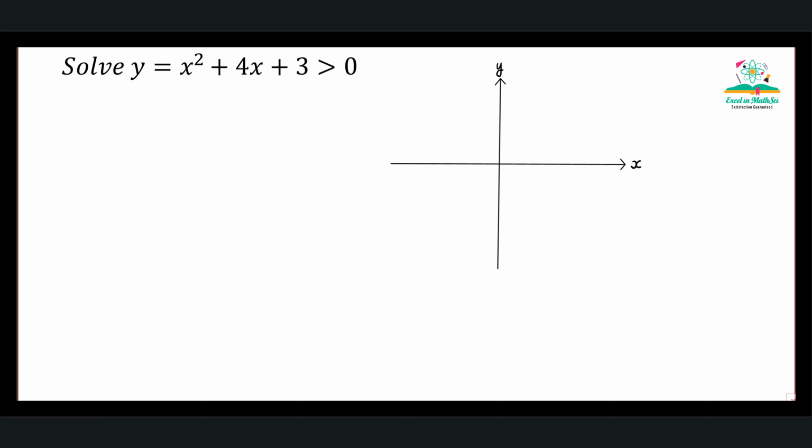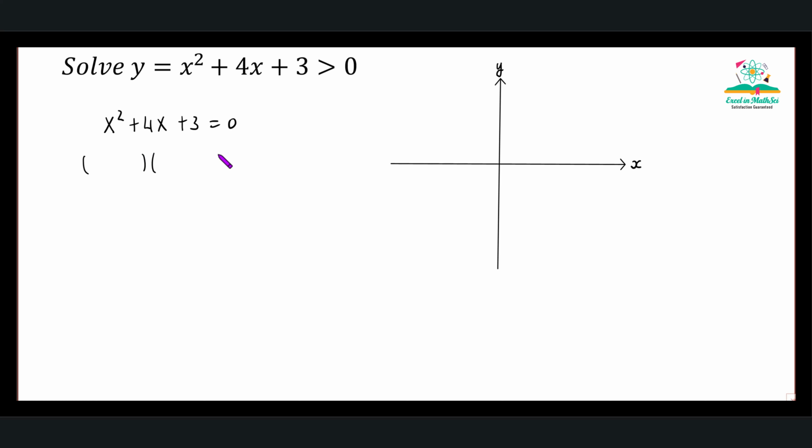So in this question we have: solve y is equal to x squared plus 4x plus 3 is greater than 0. Solve this quadratic inequality. Now to start with, you find the roots by solving the quadratic equation by setting y is equal to 0.